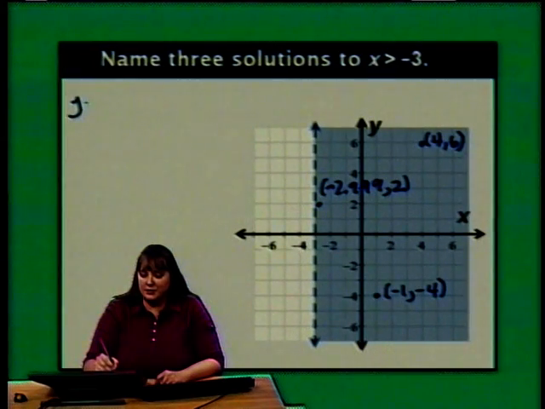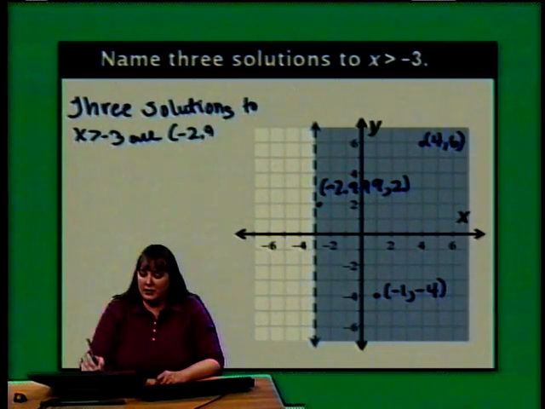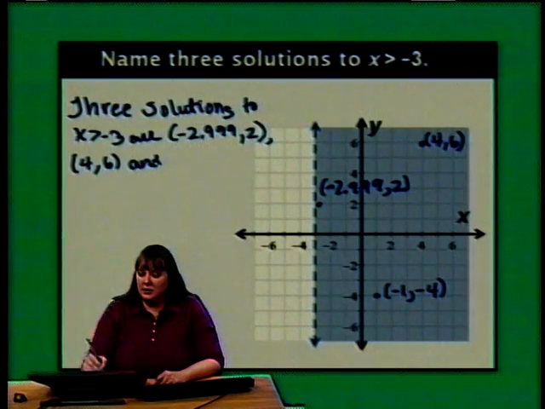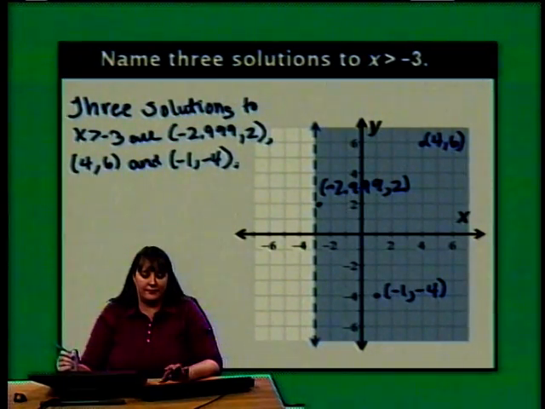So 3 solutions to x is greater than negative 3 are negative 2.9992, 4, 6, and negative 1, negative 4. Again, there are an infinite number of solutions. We've just named 3 of them.